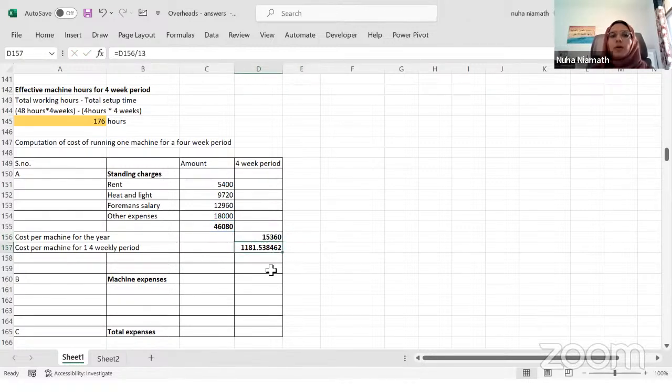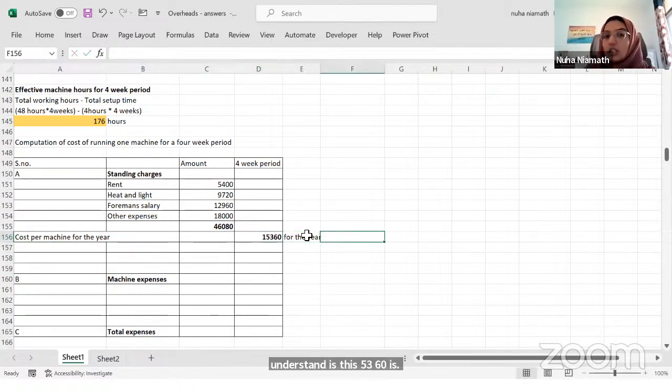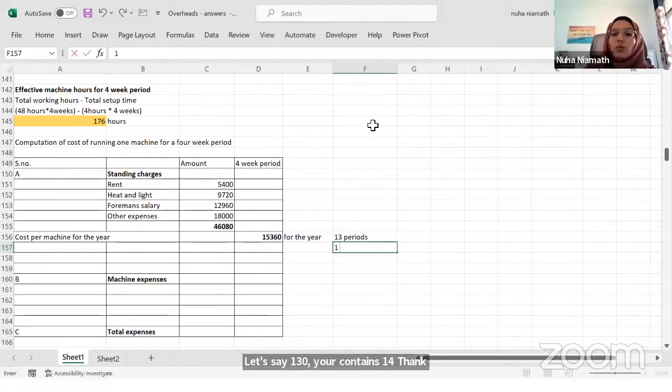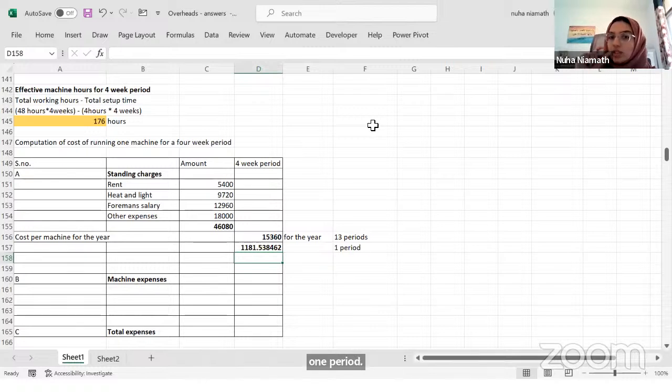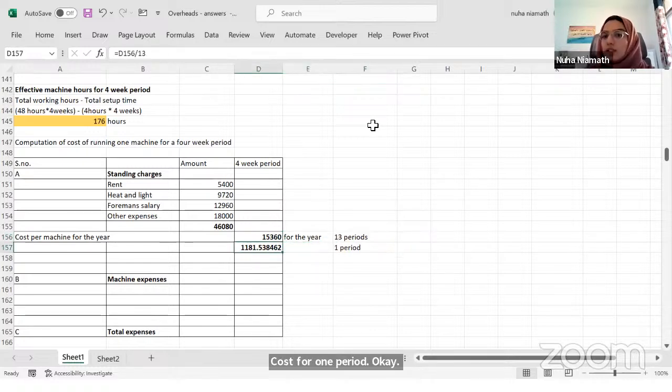Okay. Now coming to 1181.5. What you need to understand is this 15,360 is for the year. A year contains, let's not take this 4-weekly period. Don't confuse yourself with the 4-weekly period. Let's say 13 periods. A year contains 13 periods. We needed only for one period. So now we'll divide this by 13 and we'll get it for one period. Is this clear? This concept is clear, that 1181 is the cost for one period. Okay, I think it's still not clear. Cost for one period. Clear? Okay. So the cost for one period is coming to 1181.5.